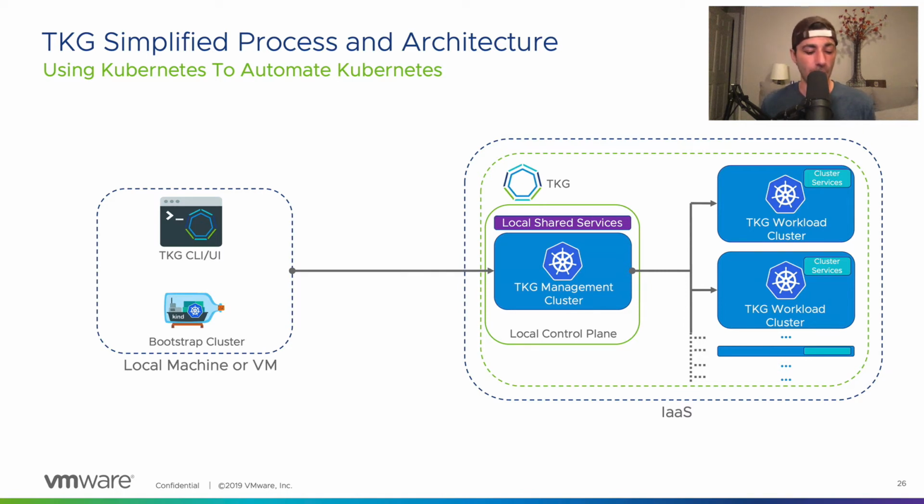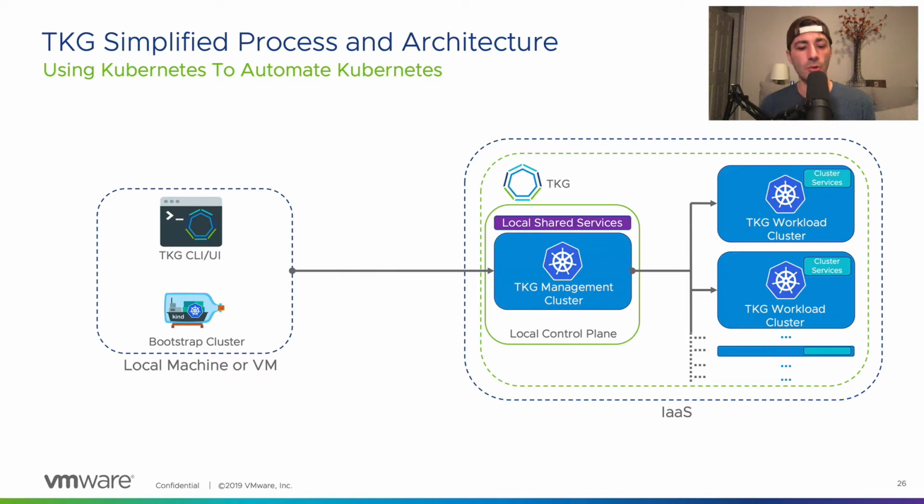Now, that local control plane isn't actually something that's visually represented inside of vSphere today. However, the TKG management cluster, as I had mentioned, is just going to be a Kubernetes cluster. So you're going to see a few virtual machines spin up that really make up this management cluster. After the management cluster is up and running, the bootstrap cluster on my local machine is retired. It's no longer needed. Then I use the TKG CLI to talk to the management cluster to deploy my TKG workload clusters from that point on.